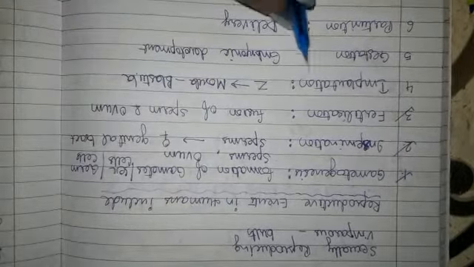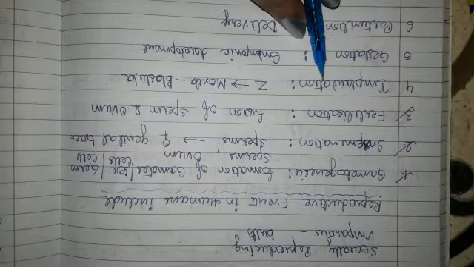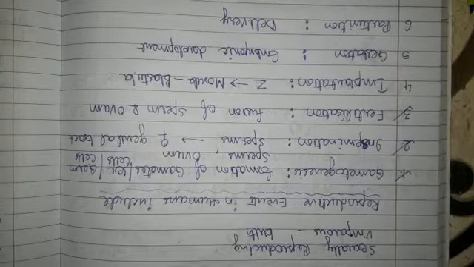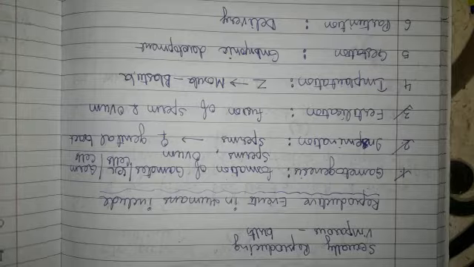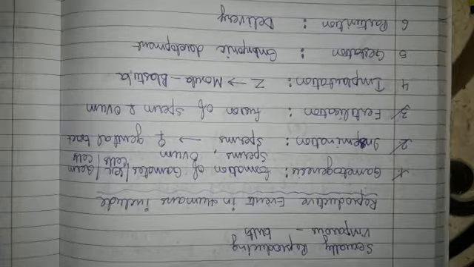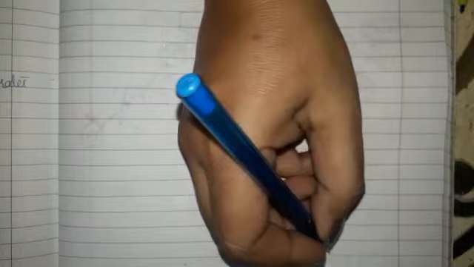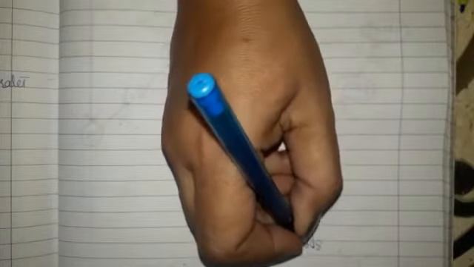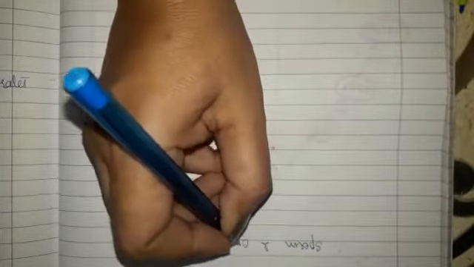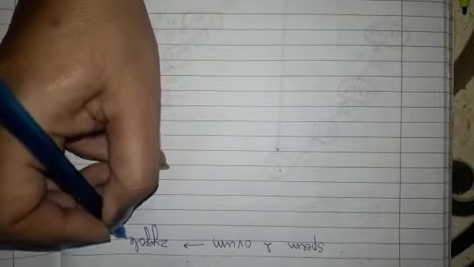Now the next reproductive event is implantation. Fertilization results in the formation of zygote. Fertilization, that is the fusion of sperm and ovum. It results in the formation of first cell of new individual's body, that is called zygote.